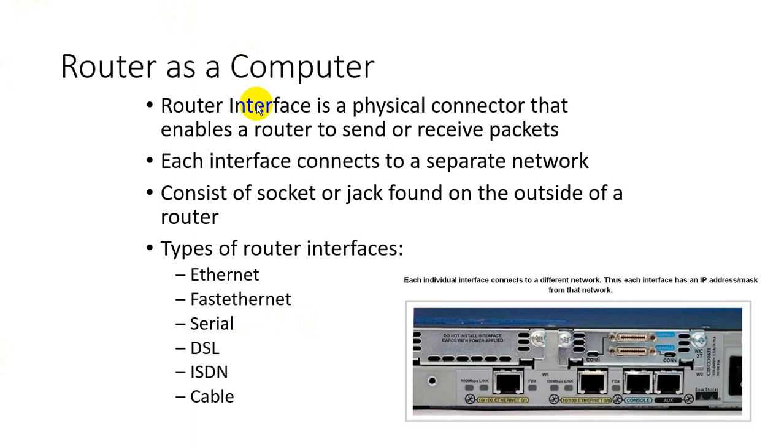Router as a computer: a router interface is a physical connector that enables a router to send or receive packets. Each interface connects to a separate network, and consists of a socket or jack found on the outside of the router. Types of router interface: Ethernet, fast Ethernet, serial, DSL, ISDN, and cable. Each individual interface connects to a different network, thus the interface has an IP address from that network.